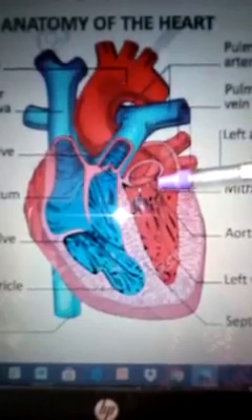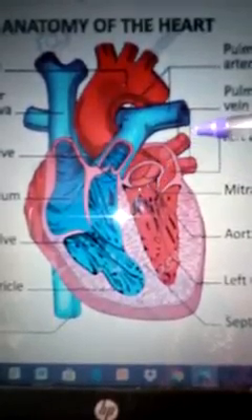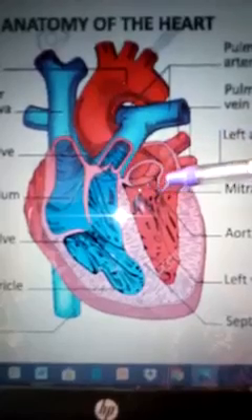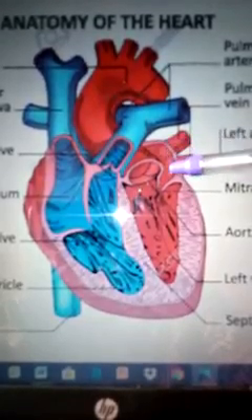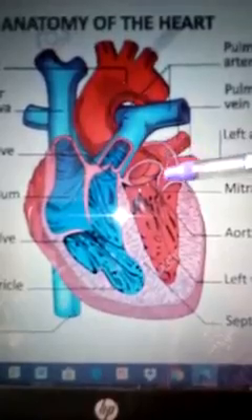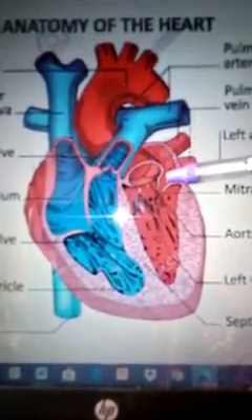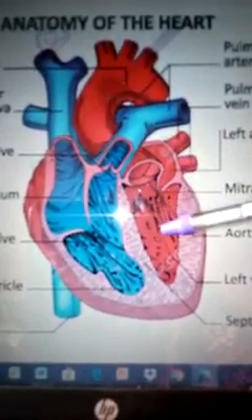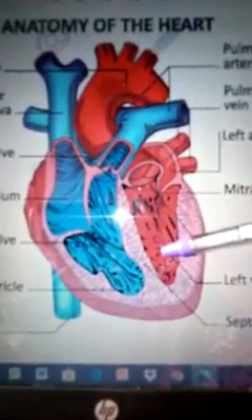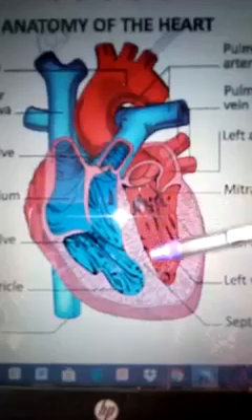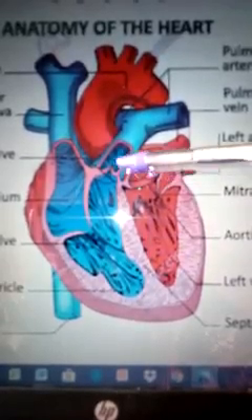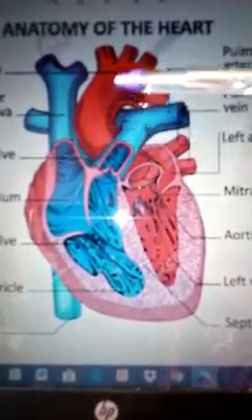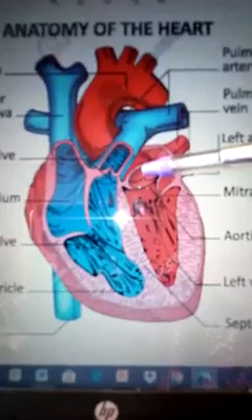The left auricle receives blood from the lungs. This time around, the blood has been oxygenated. It contains oxygen. The blood moves from the left auricle into the left ventricle. And from the left ventricle, the blood moves through the aorta to all parts of the body.